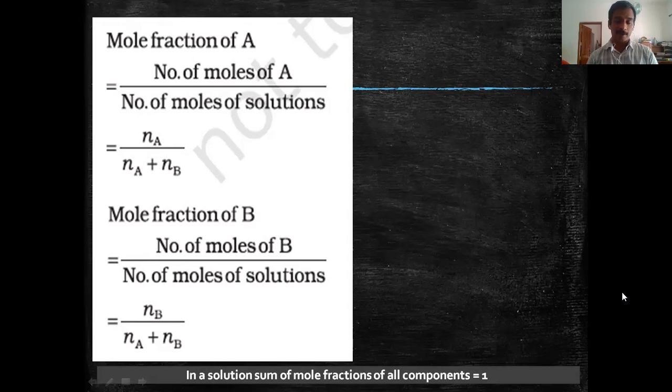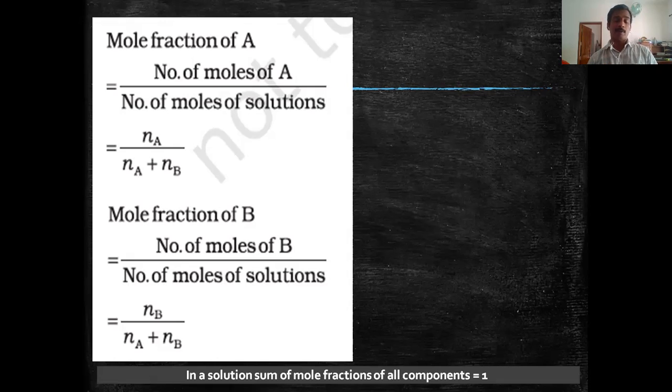If it is a binary solution, there will be only two components, A and B. Now, can you add XA plus XB, mole fraction of component A plus mole fraction of component B? What will you get? The value will be 1. That is given here. In a solution, the sum of mole fractions of all components is equal to 1. If there are two components, the sum of mole fractions of these two components is equal to 1. So you can check whether your calculation is correct or not.